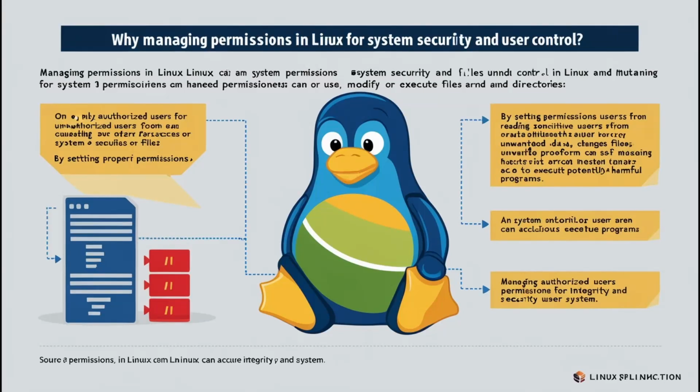Why managing permissions is important in Linux for system security and user control. Managing permissions in Linux is crucial for system security and user control because it ensures that only authorized users can access, modify, or execute files and directories. By setting proper permissions, you can prevent unauthorized users from reading sensitive data, making unwanted changes, or executing potentially harmful programs. This level of control helps protect the system from accidental or malicious actions, ensuring that users can only perform actions within their permitted scope, thereby maintaining the integrity and security of the system.